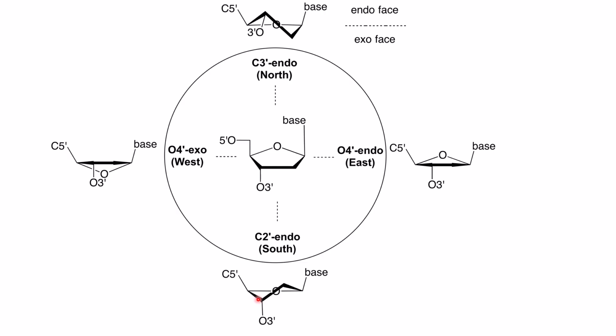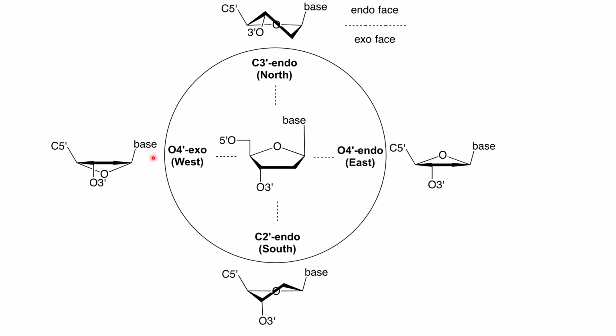Now this is C3' exo conformation, below the plane of the paper and away from the base, on the opposite side of the base. So it is C3' exo conformation.